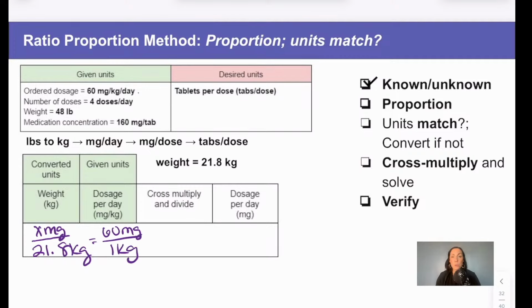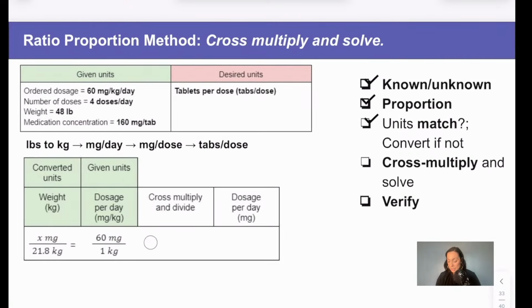So here we're going to verify we have everything matching: our milligrams on the top, and our kilograms on the bottom. So now we can cross multiply. You're going to take your 60 times 21.8, and you guys can let me know what you get, 1x. So what's our 60 times our 21.8? We should get 1x equals 1308. And then, of course, just divide by 1 to get our x alone. So we know that x equals 1308. So this is going to tell us our milligrams.